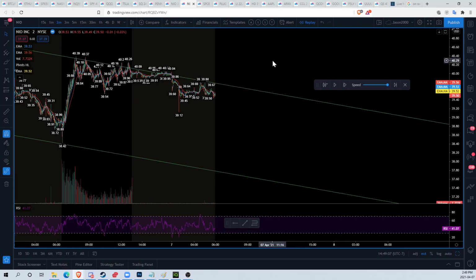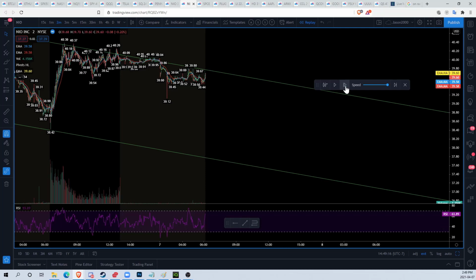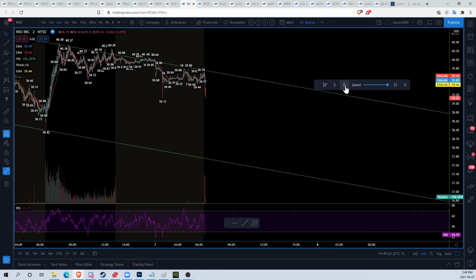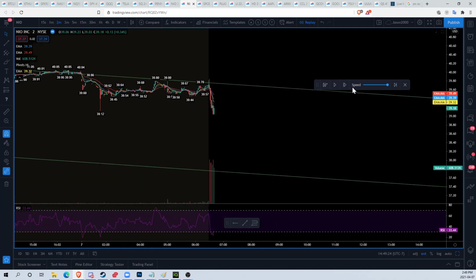So here we are looking at NIO, just starting the day here using the chart replay feature. We don't know what's quite in store yet, but we do know that we get a relatively weak move right out of the gate. We come up close to testing our pattern resistance. We see a very sound rejection, and then we come down in a pretty big way.